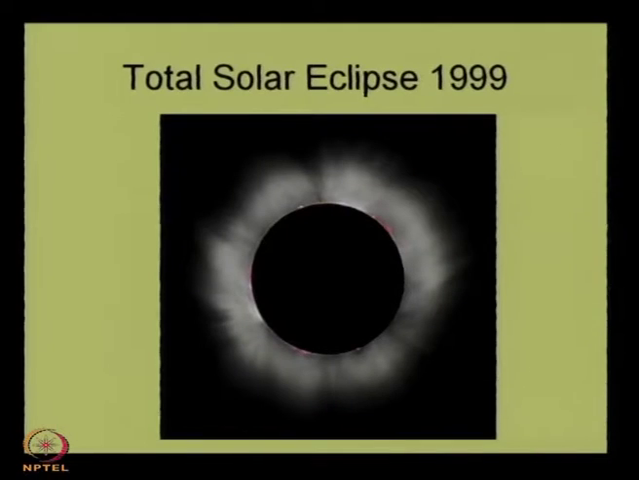This shows you a picture of the total solar eclipse of 1999. Right, the disk of the sun is more or less completely blocked by the moon. You can see very small parts of it here. Okay, what you see outside is something else. It is not the disk of the sun. It is something associated with the sun, the corona, but not the disk.